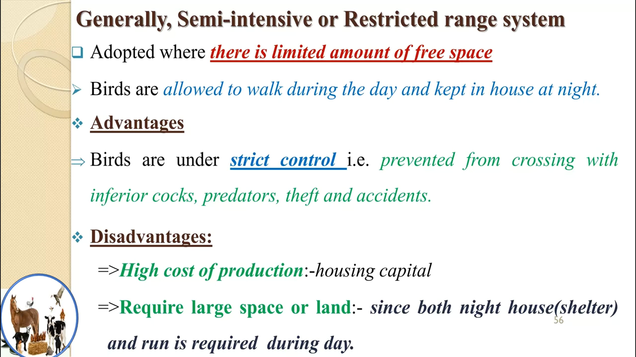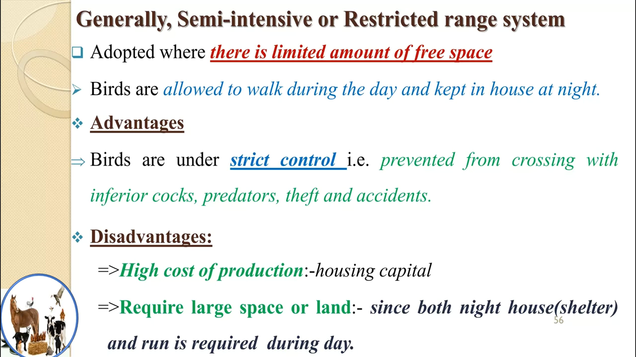And apart from this, in free systems there is a chance of crossing with inferior cocks, and the next generation will also be inferior. Sometimes the birds fall prey to predators, as there is no protection from the owner, and many times the birds will suffer theft and accidents also. When the birds are crossing the roads, etc., there will be an accident.